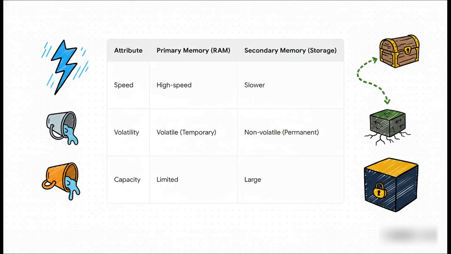So let's just put it all together, side by side. RAM, your workspace, is incredibly fast, but it's temporary or volatile, and you only have so much of it. Storage, your filing cabinet, is slower, but it's permanent, non-volatile, and it can hold huge amounts of data. Your computer absolutely needs both of them working together to function.